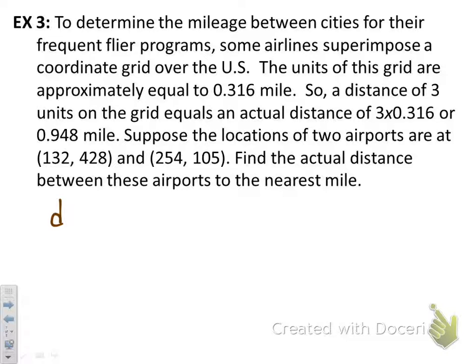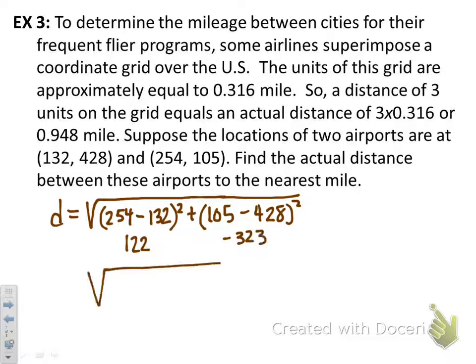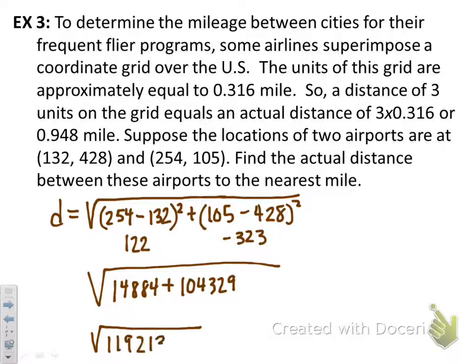Okay, so for this last example, we're going to use the distance formula. We set it up. This is going to kind of go fast. We take the difference in the x's, square it, difference in the y's, square it. When you square those, you get 14,884 and 104,329. Add those together. Take the square root now. I'm going to pause this a little bit, and we get 345.27 units.